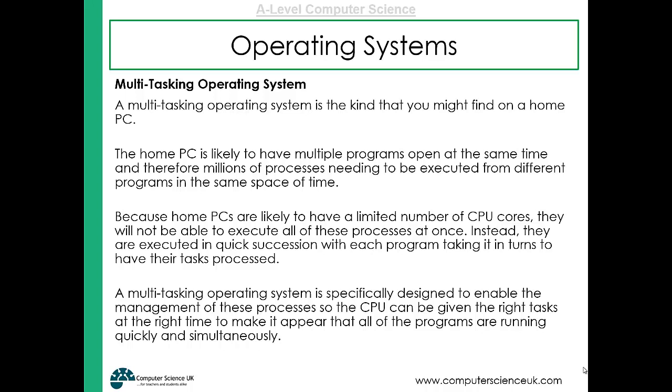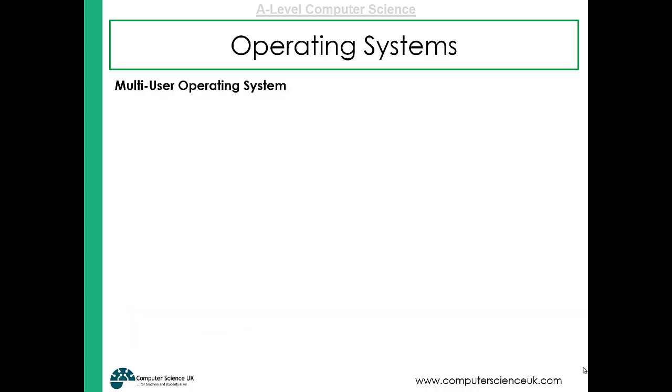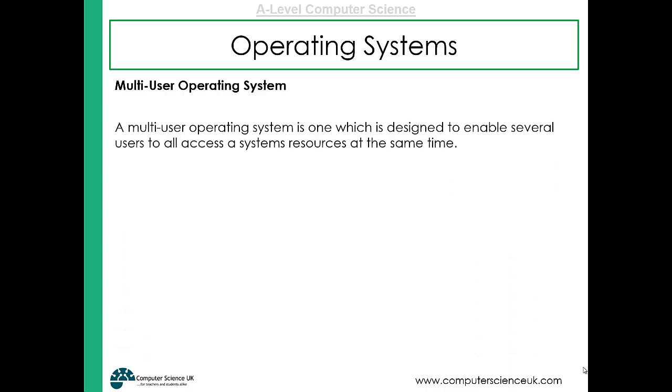So a multitasking operating system is specifically designed to enable the management of the processes from lots of different programs, so the CPU can be given the right task at the right time to make it appear to the user that all the programs are running quickly and simultaneously. But really, it's the operating system that's just feeding the CPU with the right processes at the right time to create that illusion.